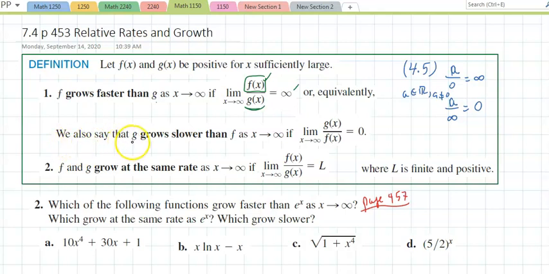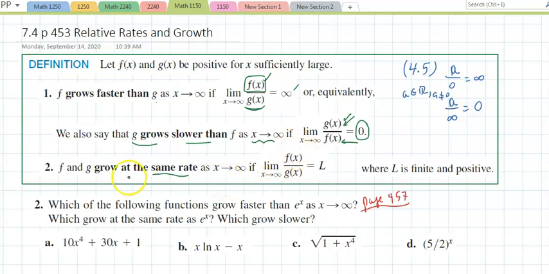We also say that g grows slower than f if the limit as x approaches infinity, and I have g at the top, and I get the limit to be 0. To get the limit to be 0, that means the denominator must be approaching infinity a lot faster than the top is. I'll show you how that works. And we say f and g grow at the same rate, something we need for limit comparison test. You know what that is.